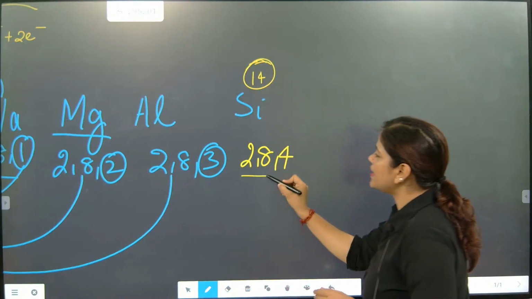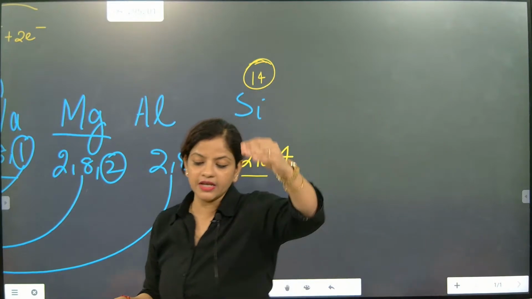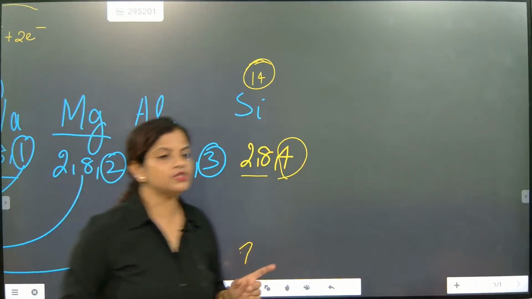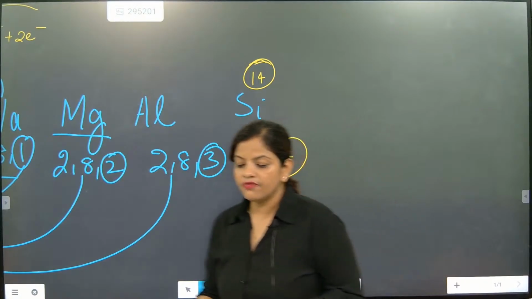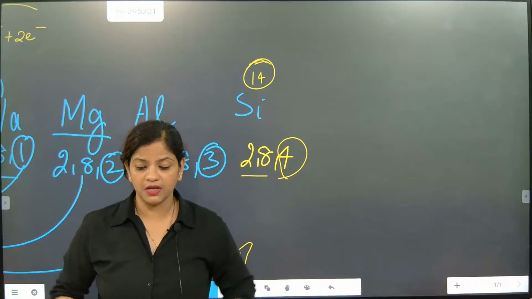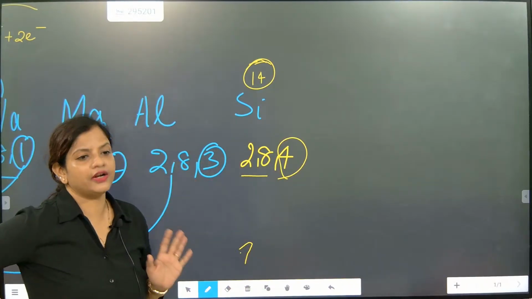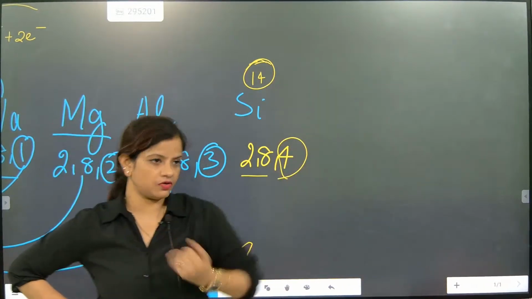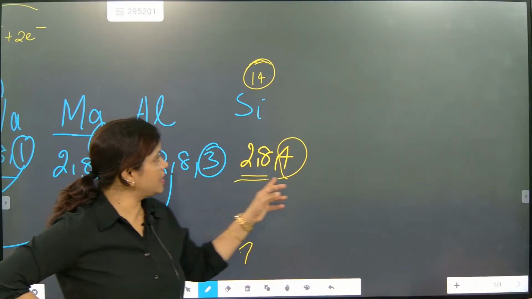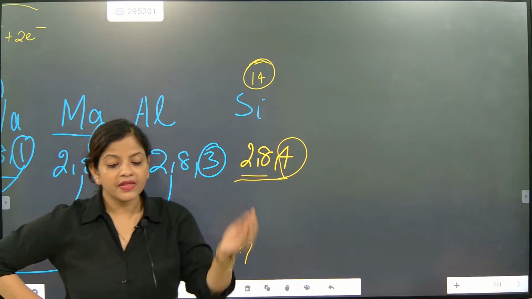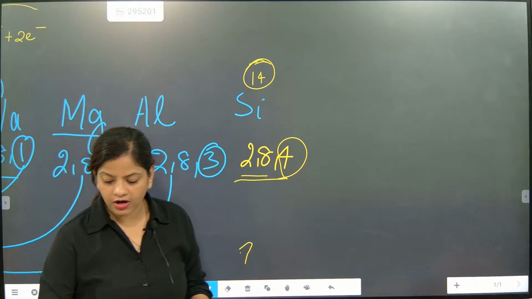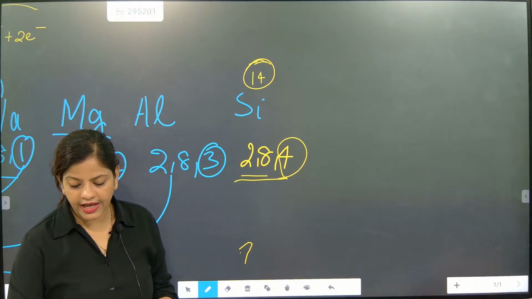So 14, meaning 2 and 8, means it wants to become like neon. It has to give these 4 electrons in the outermost orbit. Understood? It has to give how many electrons? 4 electrons. But it is not possible. They can't give these 4 electrons or take 4 electrons. Neither can they give nor can they take. So silicon cannot give 4 electrons and cannot take 4 electrons. I hope you might have understood.